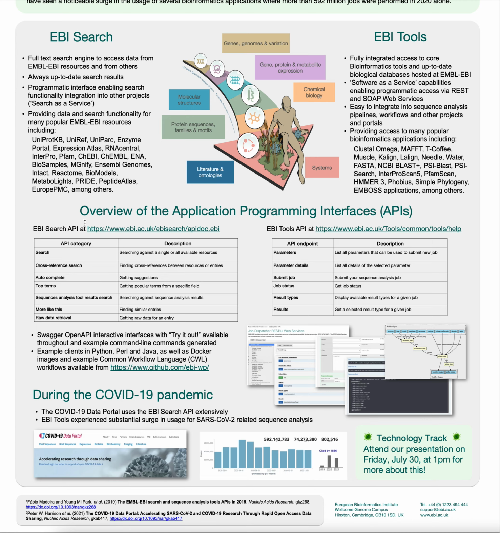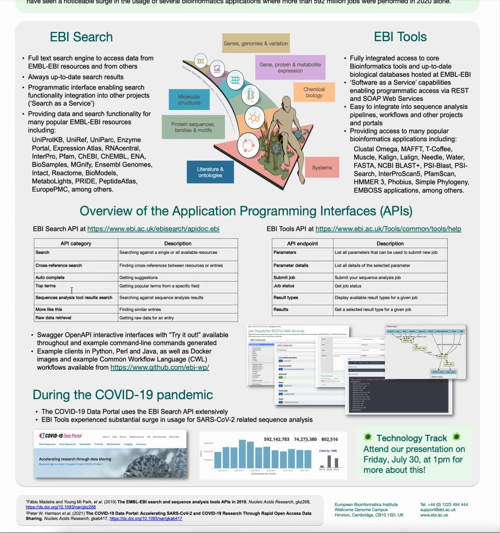So the EBI Search API is divided into categories. At the top you've got search. With search you can basically search against a single or all available resources or domains within EBI search. You can also do cross-references search, in this case between resources or entries. You can do auto-completion, getting suggestions for what you are typing.